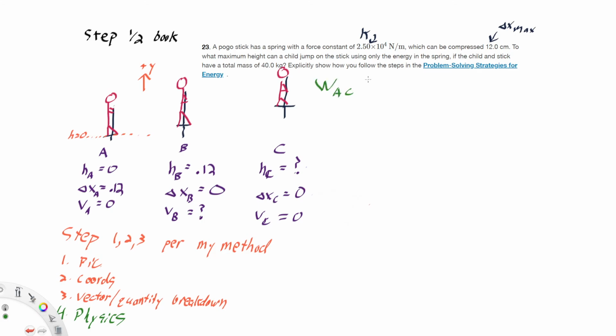So the work done from A to C is 0, right? No external forces, no friction, no wind drag, nothing going on here. So if there's no work done from A to C, that means there's no energy change from A to C. So the energy at A is equal to the energy at C. What kind of energy do we have at A? Yeah, just spring potential energy. So at A, we only have 1/2 K delta XA squared.